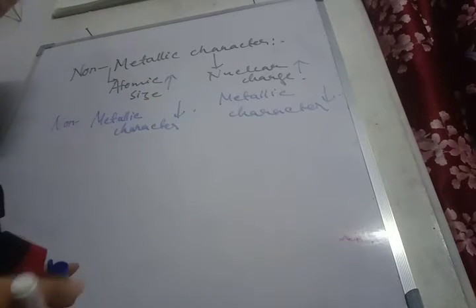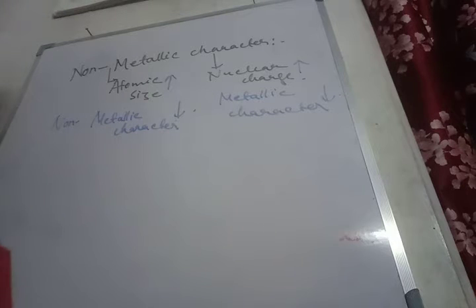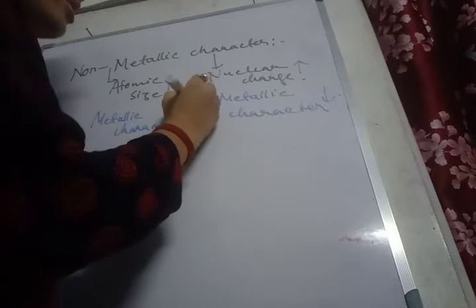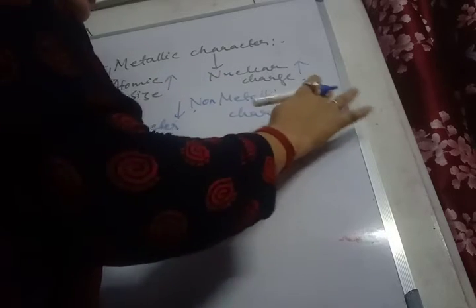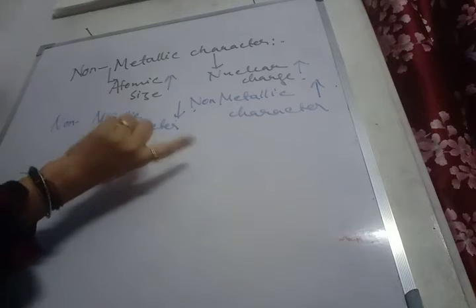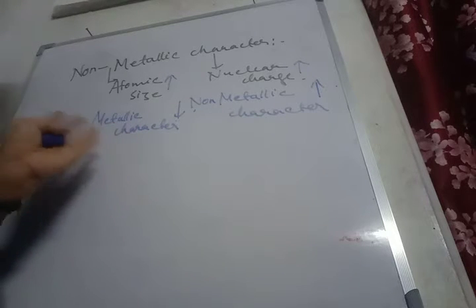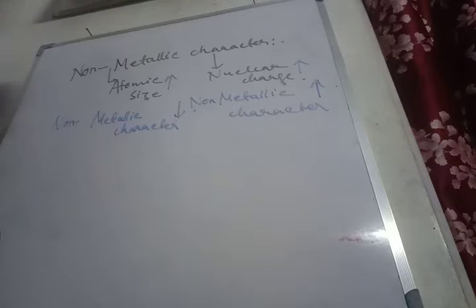With increase in nuclear charge, the nuclear attraction is more, so it becomes easier for the atom to gain electrons. So non-metallic character will increase with increase in the nuclear charge. Right? So it is directly proportional to the nuclear charge and inversely proportional to the atomic size. When we talk about the periodic trend, on moving down a group, the non-metallic character decreases, and on moving across a period, the non-metallic character increases.